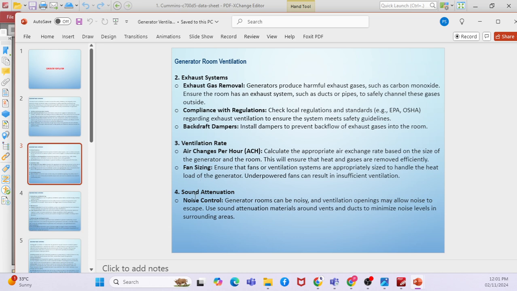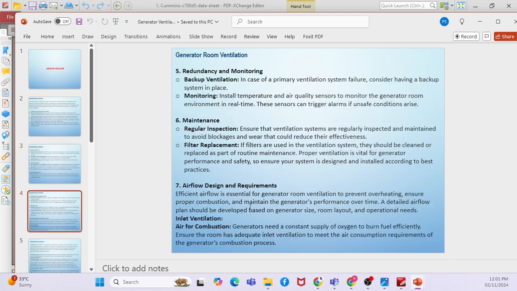Okay, then you require a sound attenuator. For example, you have an office area, and near the office area you have a generator. During a power failure, if the generator runs, it will produce a lot of noise. That will disturb your neighborhood, right? So you have to have proper sound attenuation. Then redundancy and monitoring, like backup ventilation fans if required.